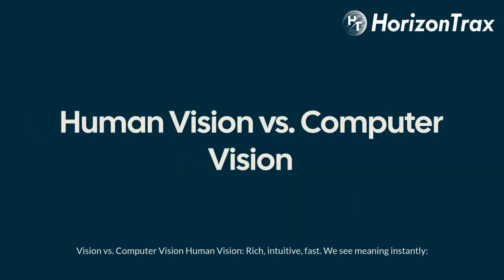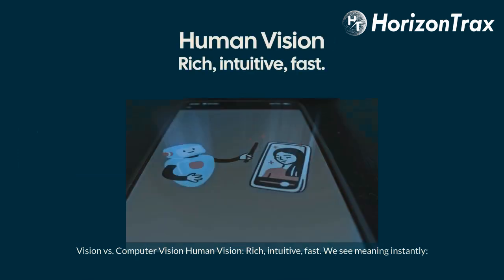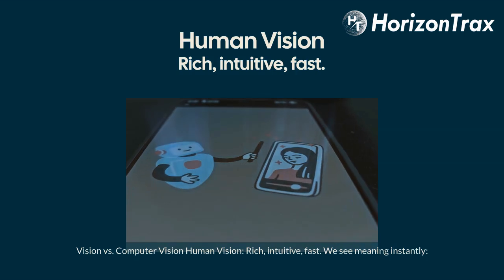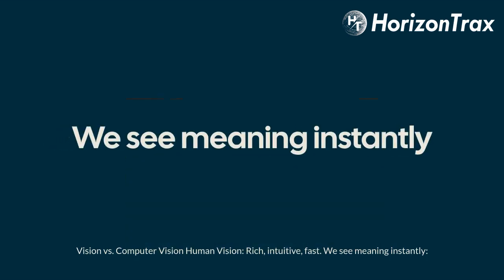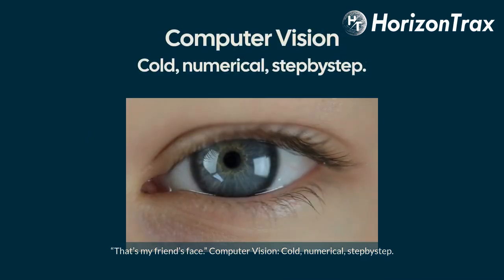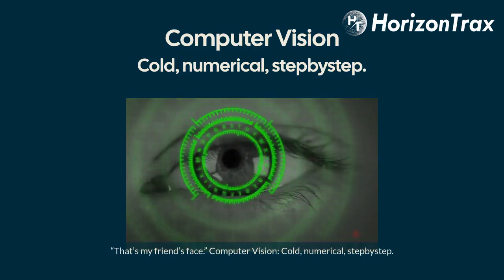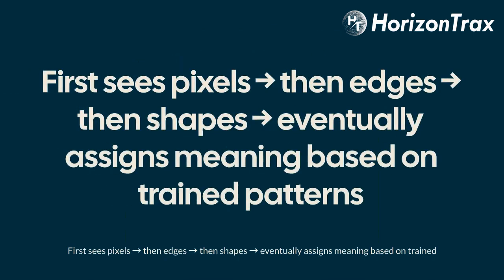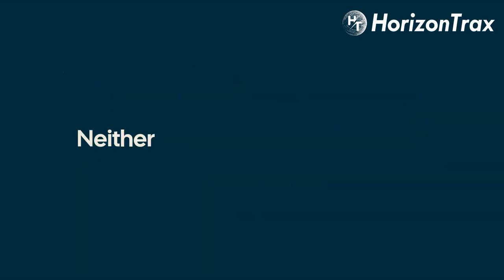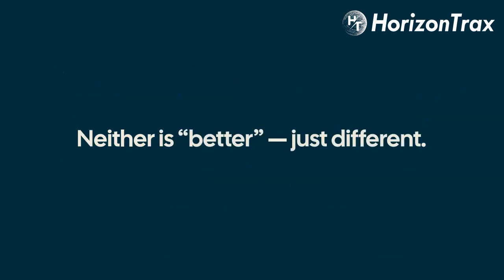Human vision versus computer vision. Human vision: rich, intuitive, fast. We see meaning instantly. That's my friend's face. Computer vision: cold, numerical, step by step. It first sees pixels, then edges, then shapes. Eventually it assigns meaning based on trained patterns. Neither is better, just different.